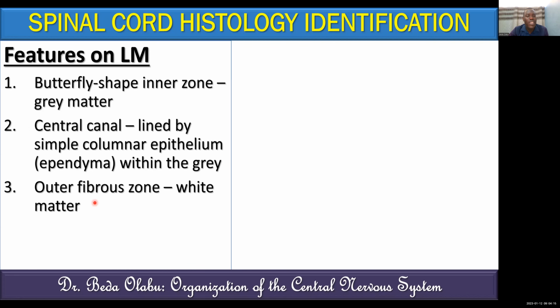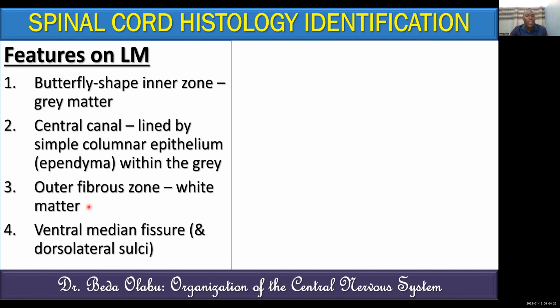The third point to note is that the region outside the gray matter will appear largely fibrous because it contains the tracts. Last but not least, it is very important that you orient yourself on which side is in front and which side is behind. To help you do this is your ability to identify the ventral median fissure or ventral median sulcus. Once you've identified it, then you know which side is in front, and which side is therefore not in front.